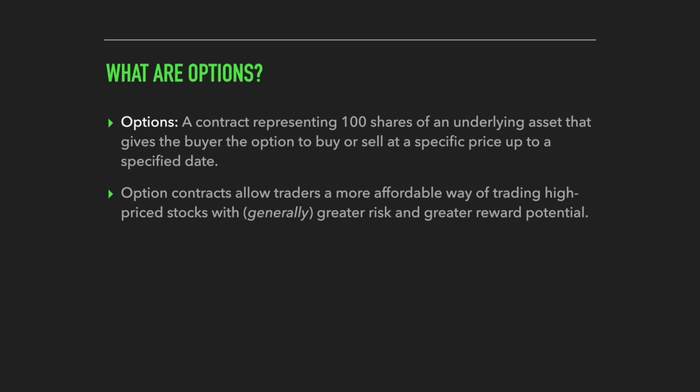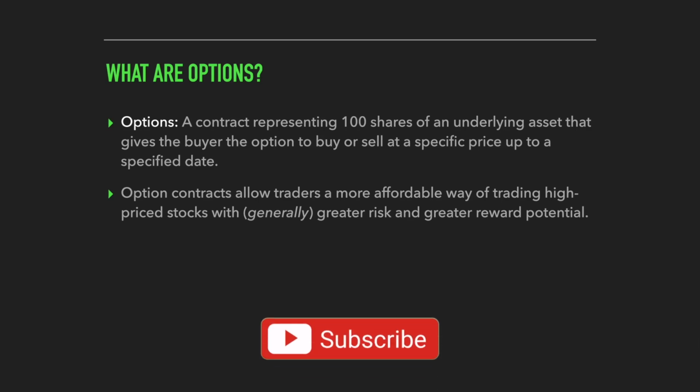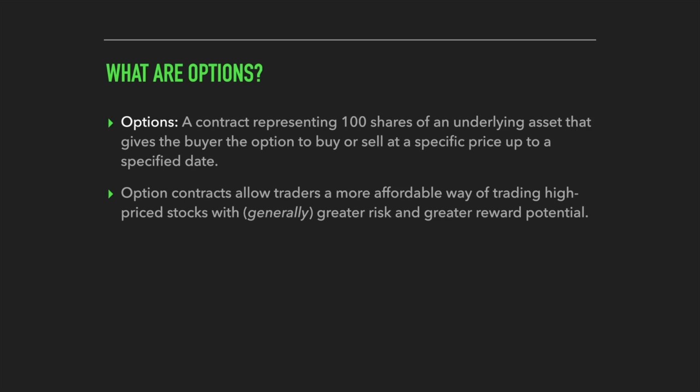Now, essentially by definition, an option contract is going to represent 100 shares of some kind of underlying asset, whether that be a stock, an ETF, or even an index. And what this contract does is gives that buyer the option to buy or sell at a specific price up to a specified date. Now, for the sake of this video and keeping things simple, we're really not going to worry too much about those things.